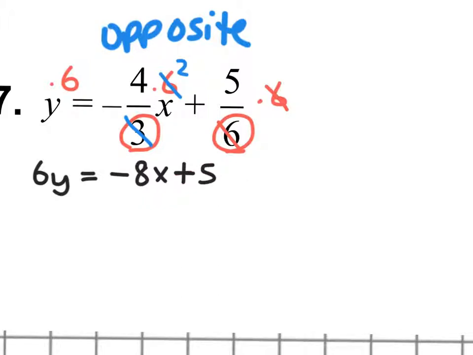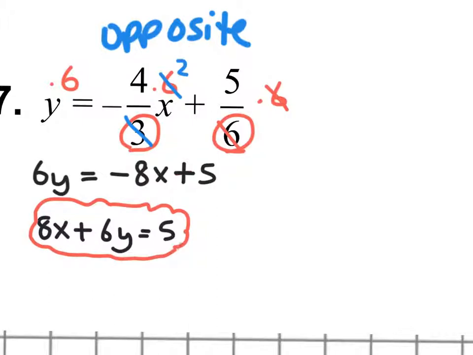Now I need to add 8x to both sides in order to collect my variables. So x is going to go in the front. We go alphabetical order. Plus 6y, bring down the 5. No need to positivize the 8 as it's already done for us.